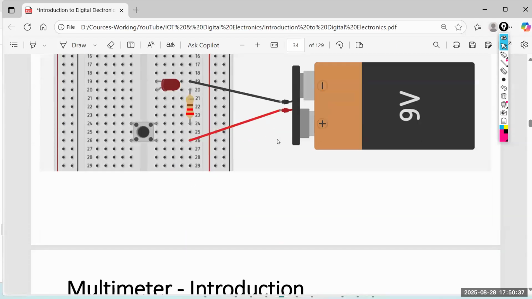Okay, right. Now you know how to work with LED. Make sure the positive and negative sides are properly connected. The longer side is your positive. Always use a resistor with somewhere around 220. Then how to use a push button.